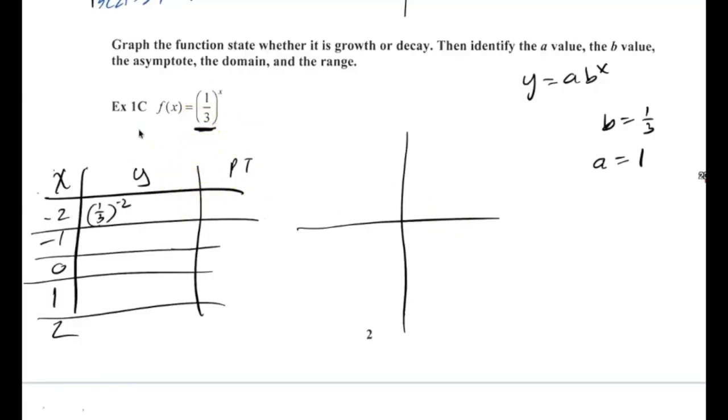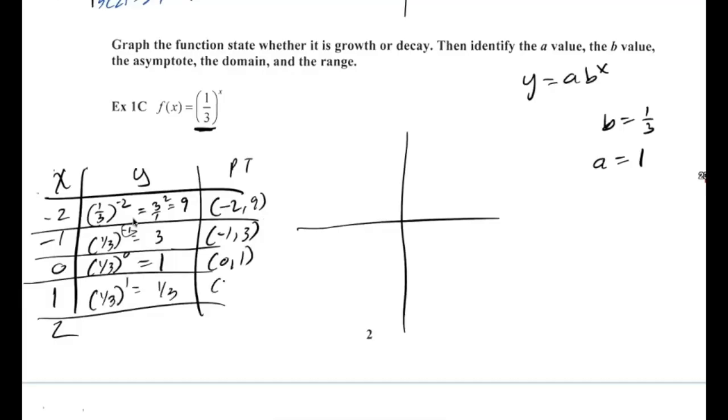1/3 to the negative 2. And a negative power flips it. This becomes 3 squared, which is just 9. So negative 2 and 9. 1/3 to the negative 1. Again, a negative power just flips it. 3. Negative 1 and 3. 1/3 to the 0 power. Anything to the 0 power is automatically 1. 0, 1. 1/3 to the first power. That just keeps it the same. 1 and 1/3. And 1/3 squared. That's 1/3 times 1/3. Should be 1 over 9, or just 1 over 3 squared. 2 and 1/9.